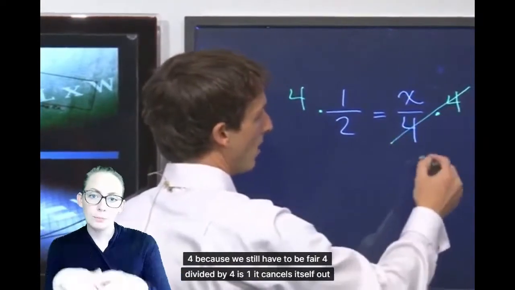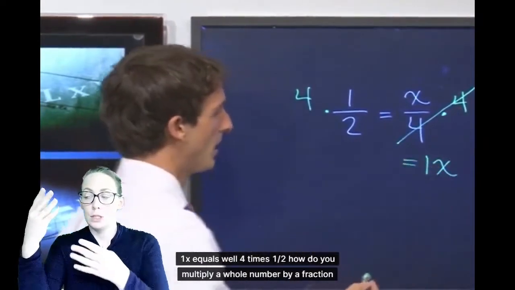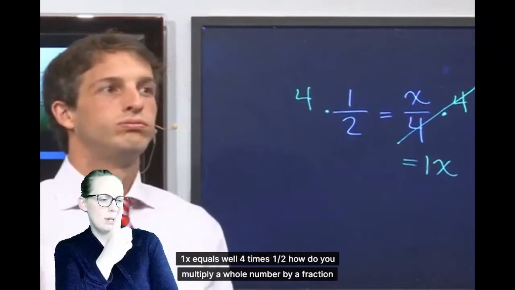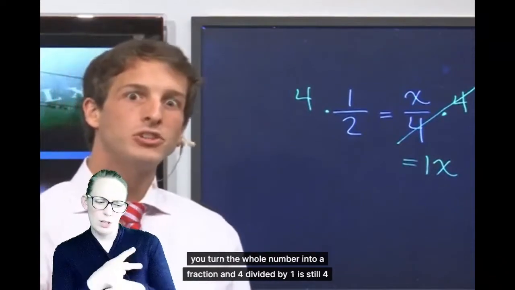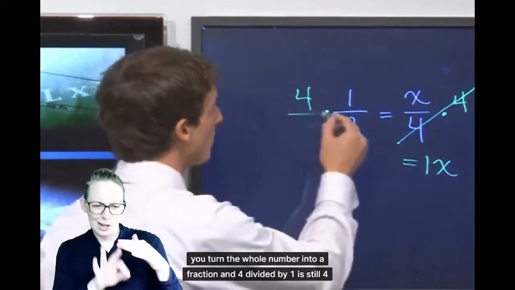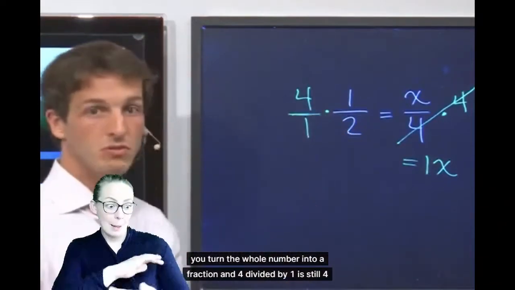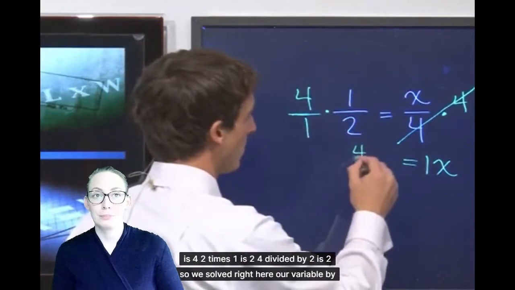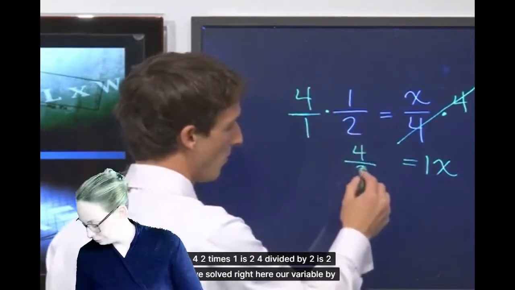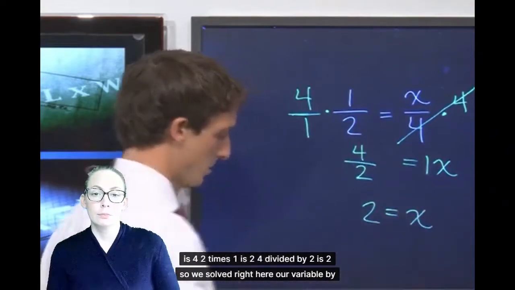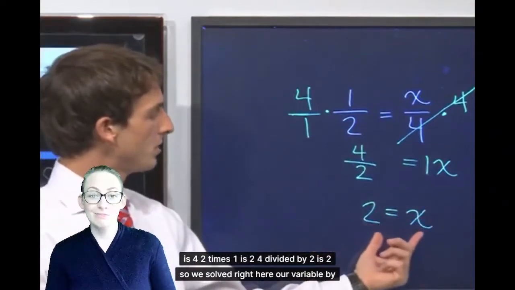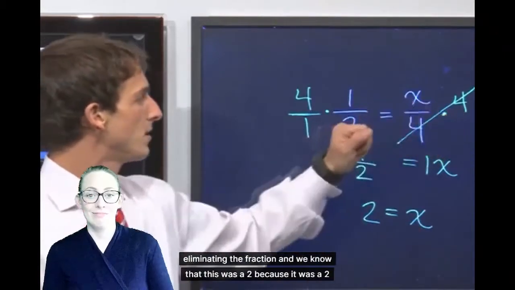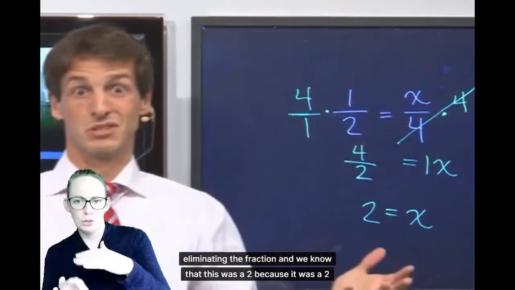4 divided by 4 is 1. It cancels itself out. 1x equals, well, 4 times 1/2. How do you multiply a whole number by a fraction? You turn the whole number into a fraction, and 4 divided by 1 is still 4. Now you multiply the numerators, and then you multiply the denominators. 4 times 1 is 4. 2 times 1 is 2. 4 divided by 2 is 2. So we solved right here our variable by eliminating the fraction, and we know that this was a 2 because it was a 2 before I erased it.